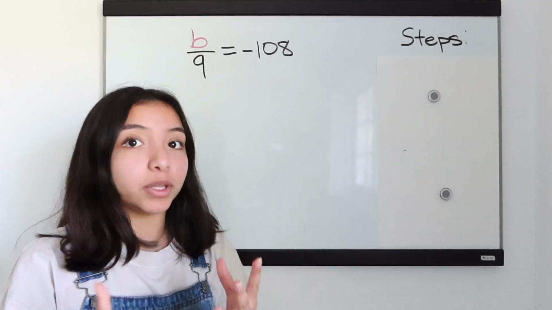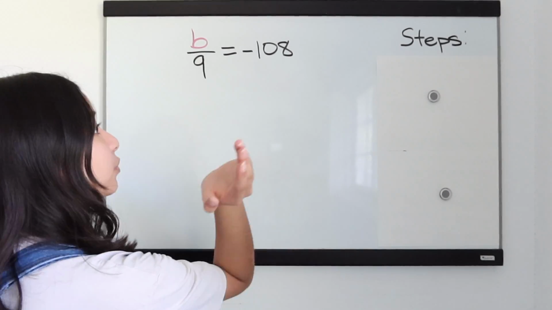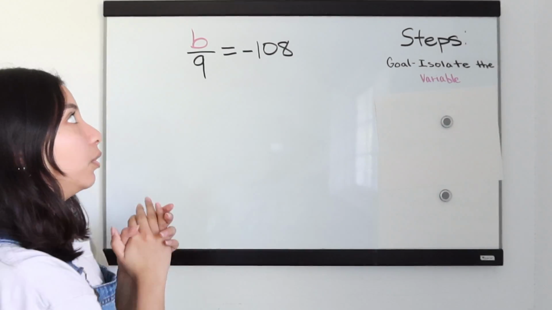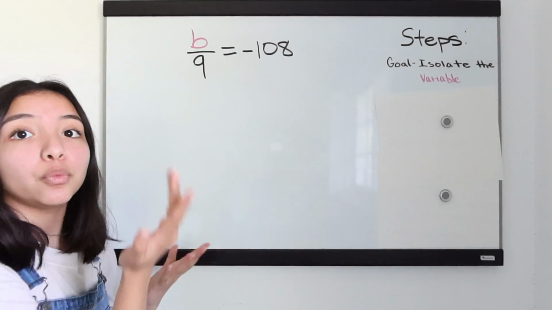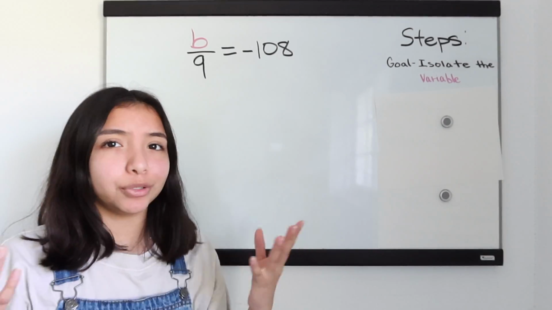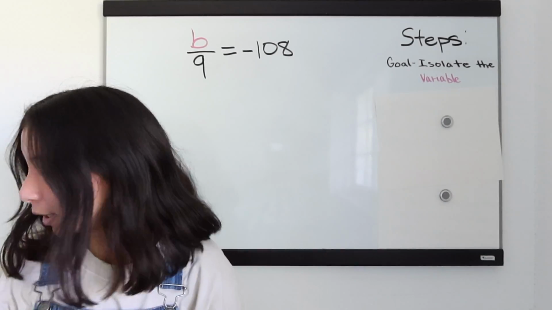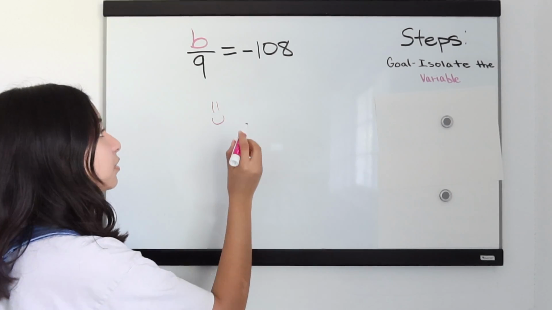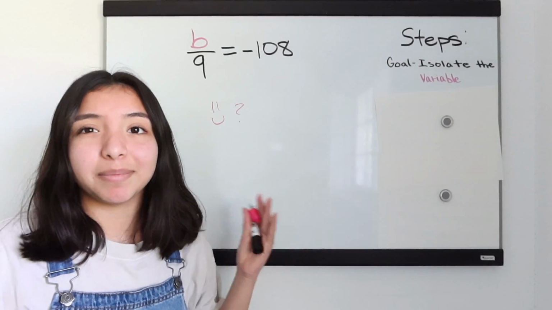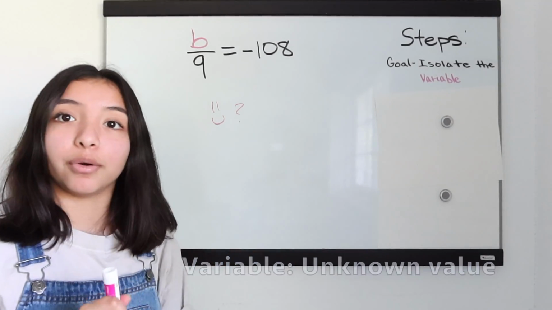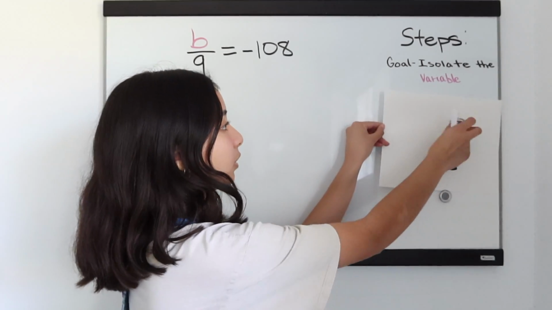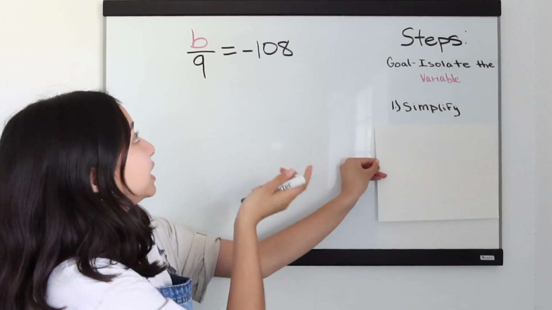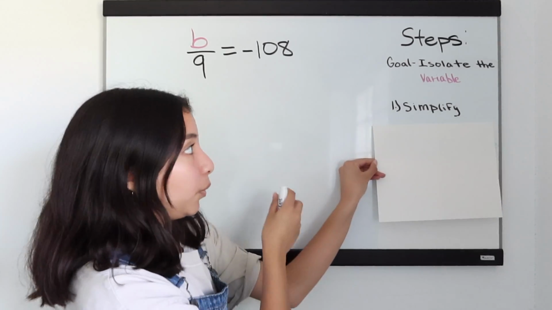So again, with any equation, the goal is to isolate the variable. In this equation, the b would be the variable. And variables are usually just letters. But honestly, the variable could easily be a happy face or a question mark. It doesn't matter. It just stands for something that you don't know. So our first step is to simplify. But there is nothing to simplify, so we're done with step 1.